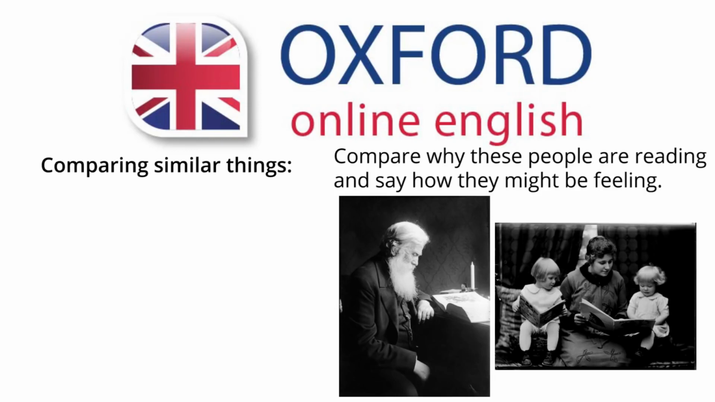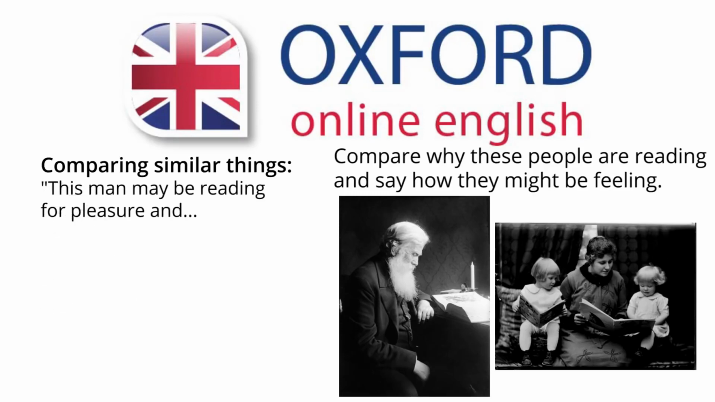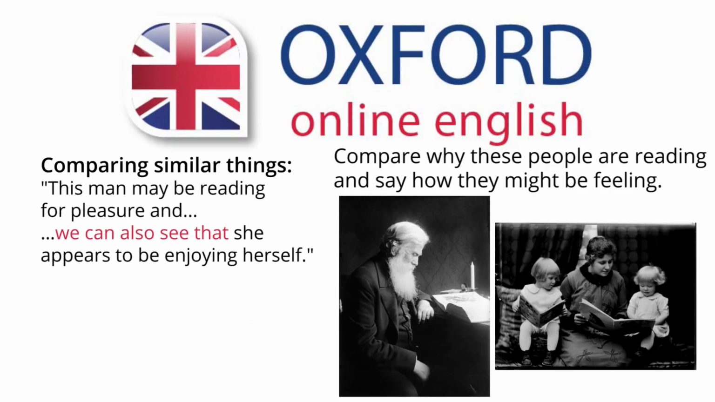For things that are similar, use language like both, each, similarly, or likewise, or even in the same way. We can also see that. For example, this man may be reading for pleasure, and we can also see that she appears to be enjoying herself. Or, similarly, she appears to be enjoying herself. In the same way, she appears to be enjoying herself.